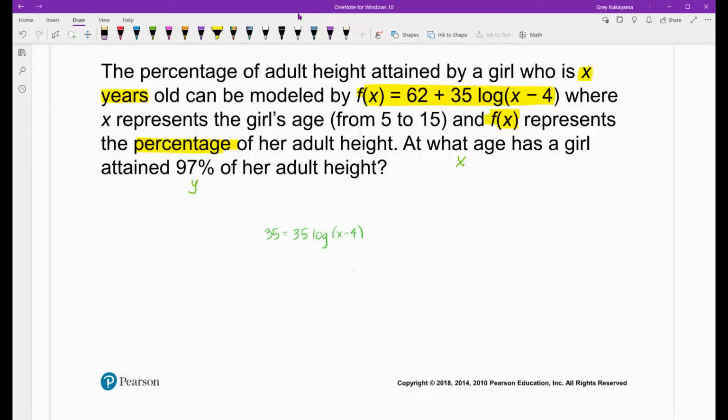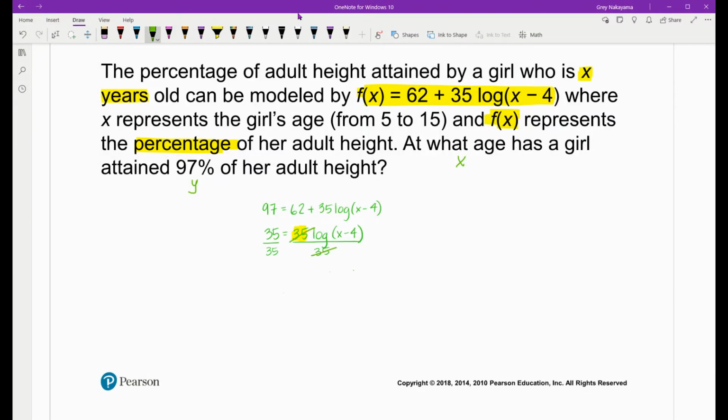So I'm going to have 97 equals 62 plus 35 times the log of x minus 4. I plugged in 97 because it's a percentage. Don't need to change it. To remind you, I got to get that log by itself. So the first thing I'm doing is subtracting 62 from both sides. And then I got to get rid of the coefficient. I can't use any of those methods we have of solving until that is 1. So I'm going to divide both sides by 35.